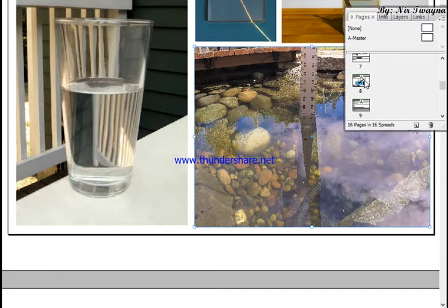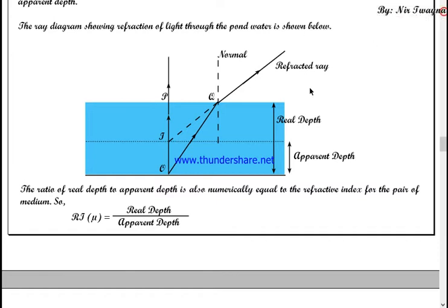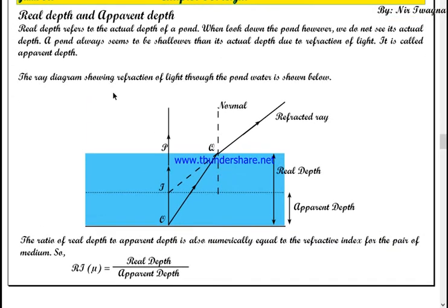Okay, now let's get back to our current topic. Real depth refers to the actual depth of a pond. When looked down at the pond, however, we do not see its actual depth. A pond always seems to be shallower. Shallower means less depth. कम गहिरो भएकोलाई हामी shallow भन्छ है. Okay, a pond always seems to be shallower than its actual depth due to refraction of light. It is called apparent depth.